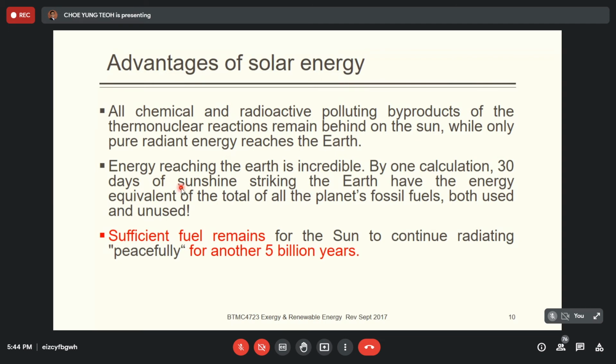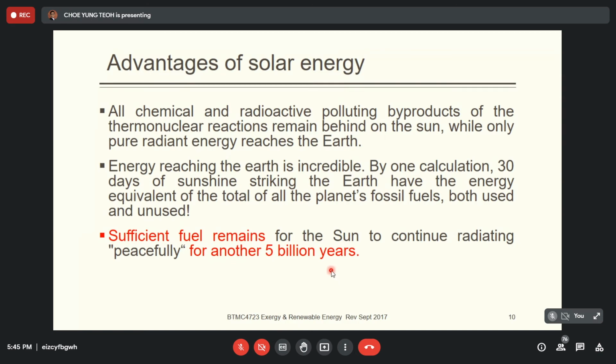Energy reaching the Earth is incredible. By one calculation, 30 days of sunshine striking the Earth has the energy equivalent to the total of all the planet's fossil fuels, both used and unused. Just one month of the energy that we get is equivalent to all the fossil fuels that we have on the Earth. So we can say that the potential is very, very huge. The sun has sufficient fuel remaining to continue radiating peacefully for another 5 billion years. Of course, this is just some kind of prediction.